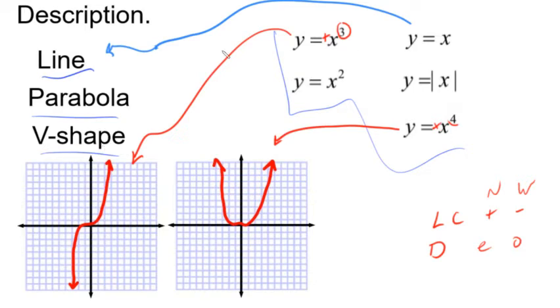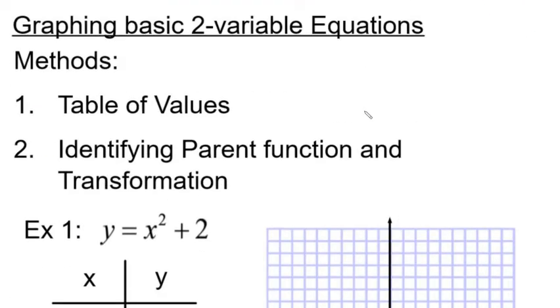So y equals x is a line, and then y equals x squared is a parabola. And then y equals absolute value of x through the process of elimination is a V shape, and it absolutely is. Okay. Parent functions and transformations of parent functions are something that we cover a lot in Algebra 3, just saying, right? So, graphing basic two-variable equations. Now this is like identify the parent function and the transformation, right? That's how we're going to do it.